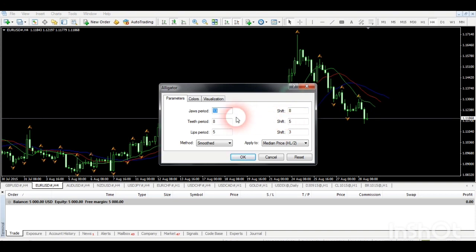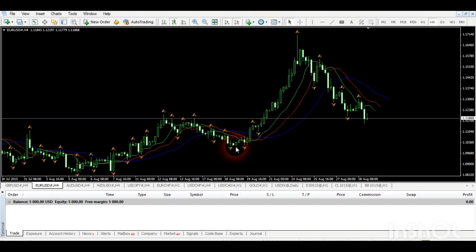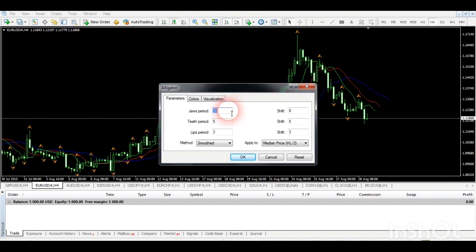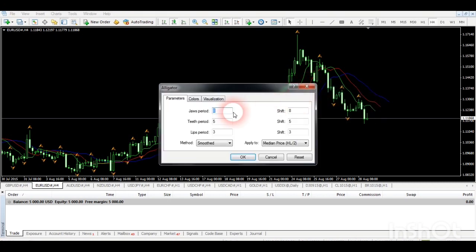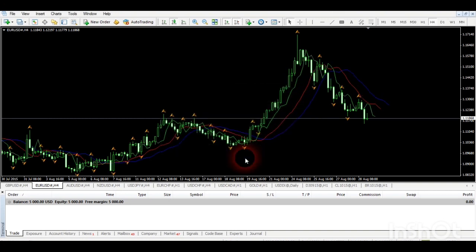We can change the time period of the alligator. Let me change this. Okay. So I can get the signal sooner. Here, it gave me the signal with a delay. Let me change the numbers. Okay. The blue line has gone up. I think 6 is okay. This 4 and this is 1. Okay. Here, the cross has been done sooner.